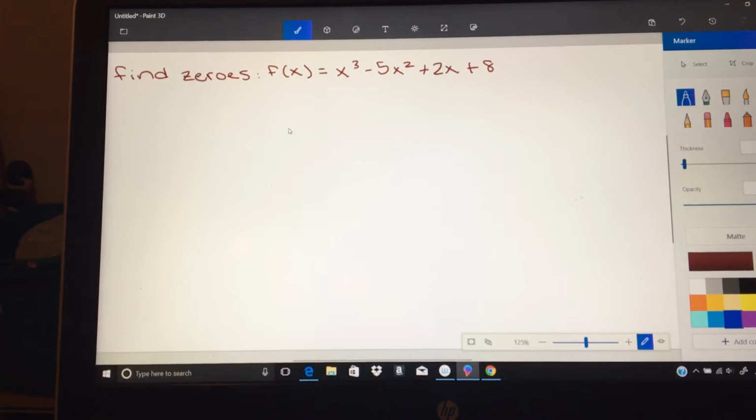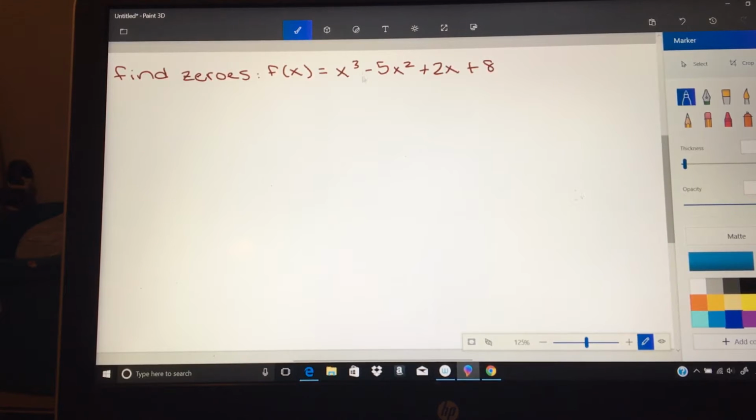Okay, we're going to look at number 5 on your test review, where we are finding all rational zeros of a function. So this is our problem here. We have x cubed minus 5x squared plus 2x plus 8. So the first thing we want to do when we look at this is see if we can factor the function.